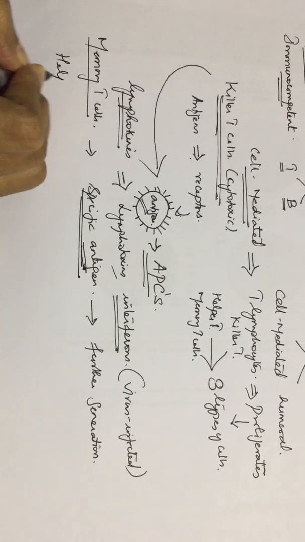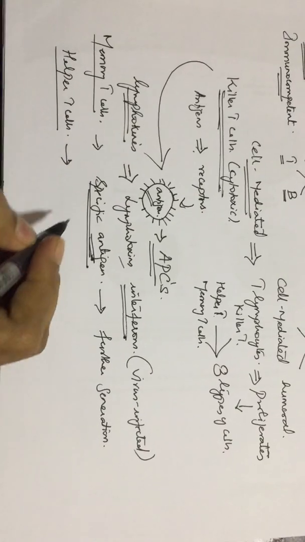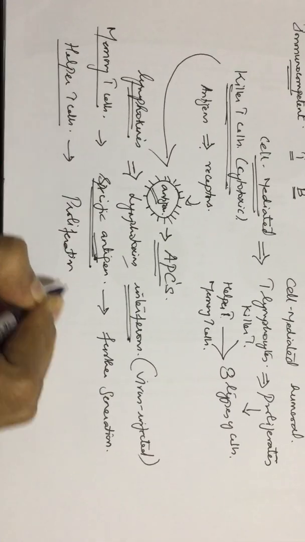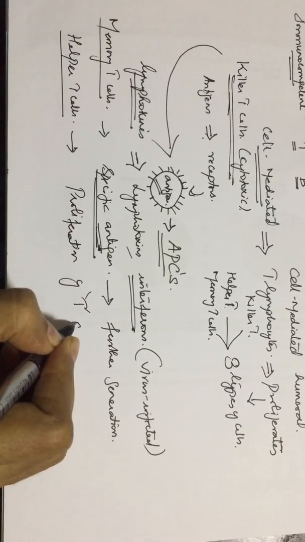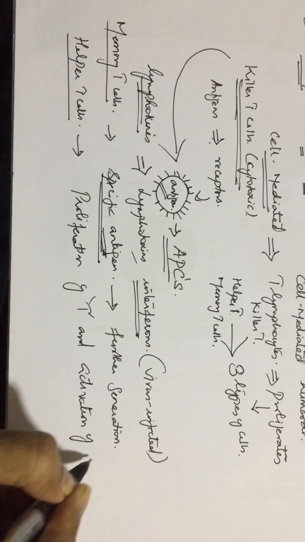The other type of T cells is the helper T cells. These help in the proliferation of T lymphocytes and also activation of B lymphocytes.